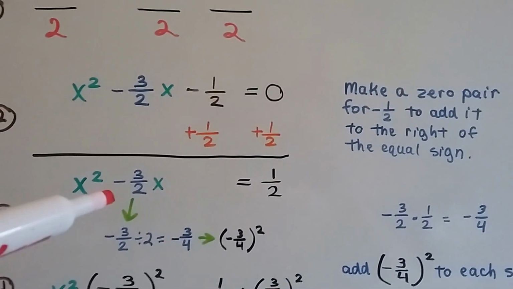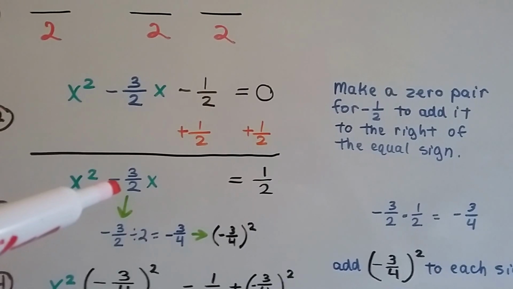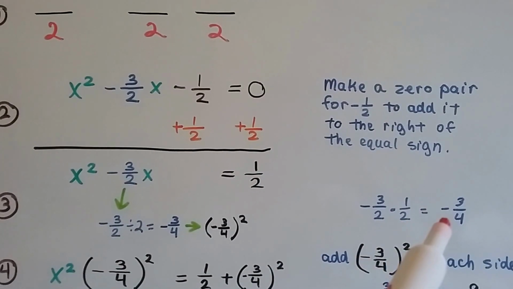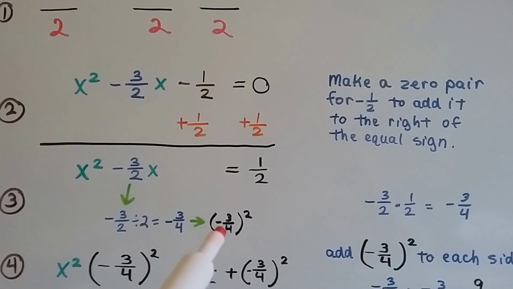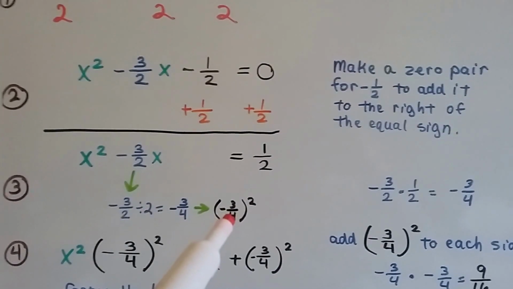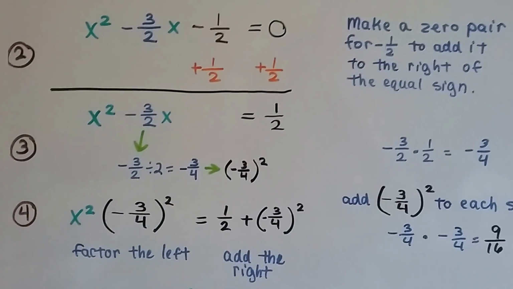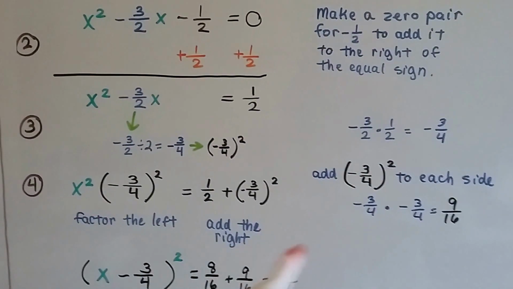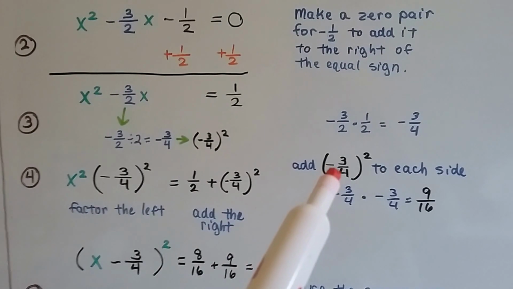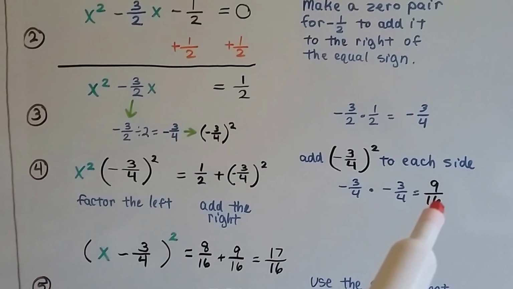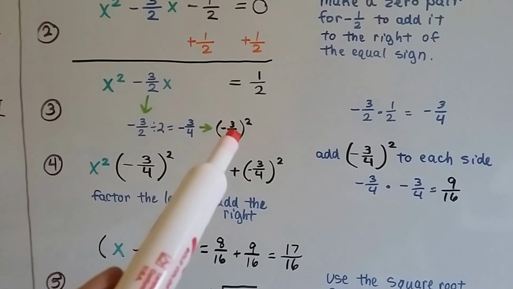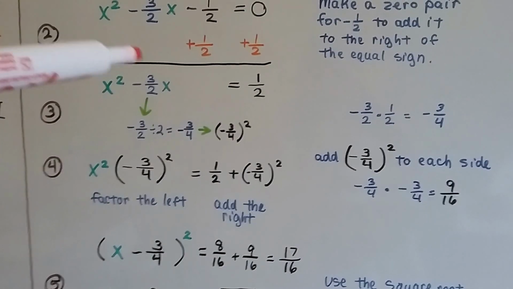Now here's the fun part. We take this term right here, this minus 3 halves x, and we divide it by 2. That's the same thing as multiplying it by a half, isn't it? We're going to get a negative 3/4, and then we square it. So we divided it in half, and then we squared it. Now we've got negative 3/4 to the second power. What we do now is we add that negative 3/4 squared to each side of the equation. So that's negative 3/4 times negative 3/4, isn't it? That's a 9/16. So here we've added it to this side of the equation. It was here, and it became this.